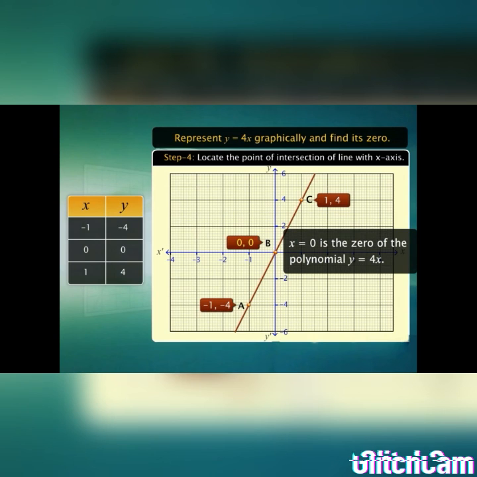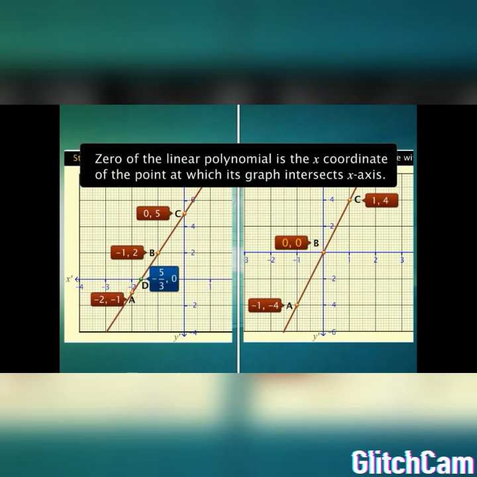Let's verify the result algebraically. On solving, we get the zero of the polynomial y equal to 4x as x equal to 0. From these two examples, we can conclude that the zero of a linear polynomial is the x-coordinate of the point at which its graph intersects the x-axis.